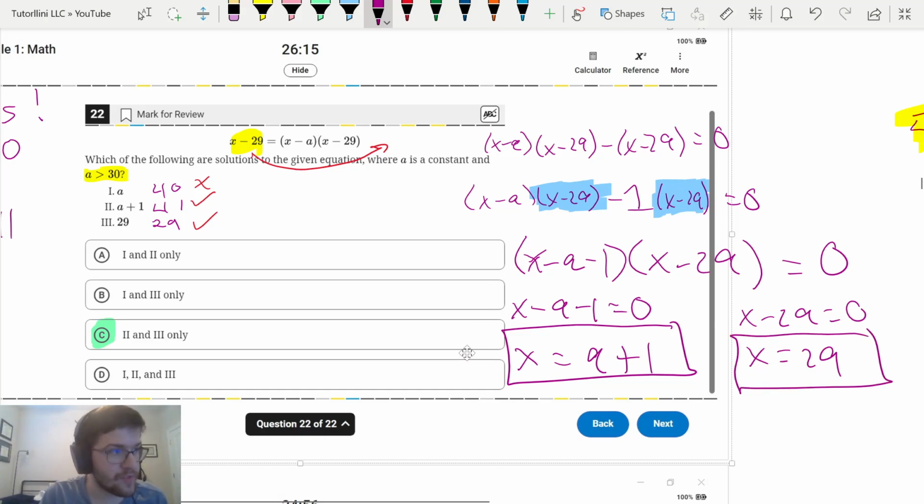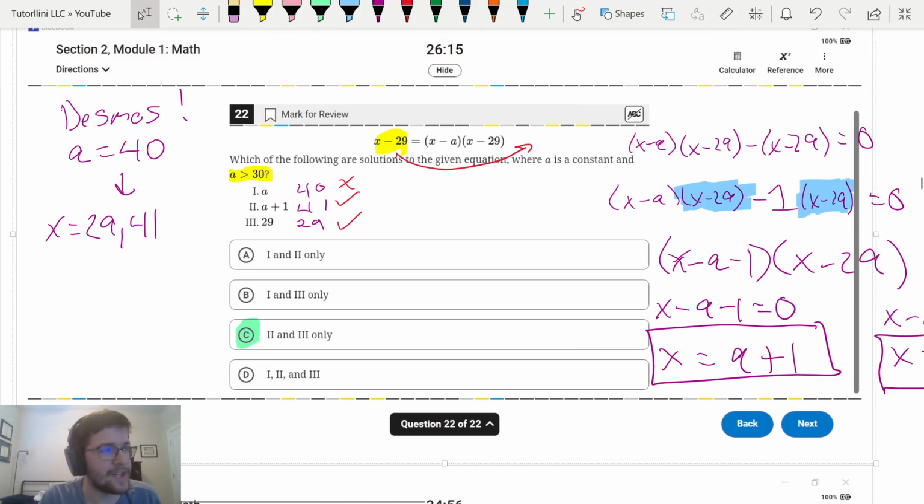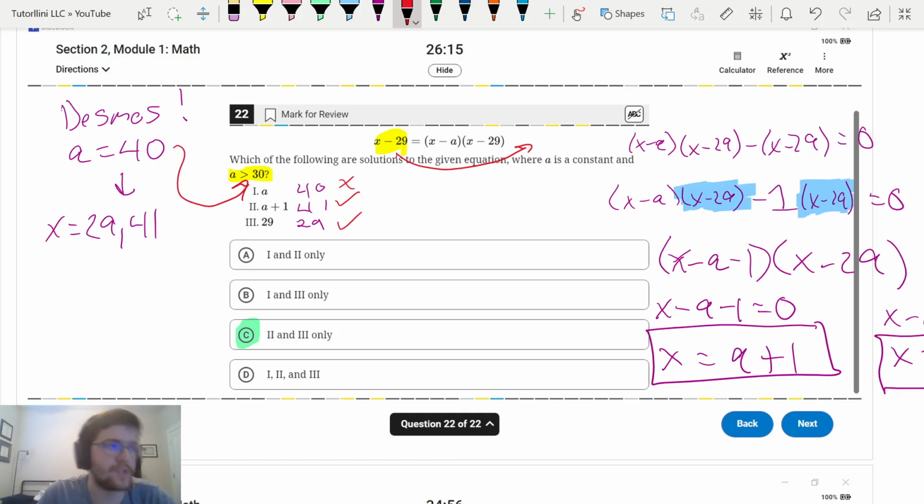Still, wow, that was really hard, right? Wasn't just guess and check much easier for this one? Now, if you picked a equals like 5 or something, that wouldn't work, because remember, it says a has to be greater than 30. So make sure when you pick a number for a, you pick a valid one, like 31, 32, 100, something like that.